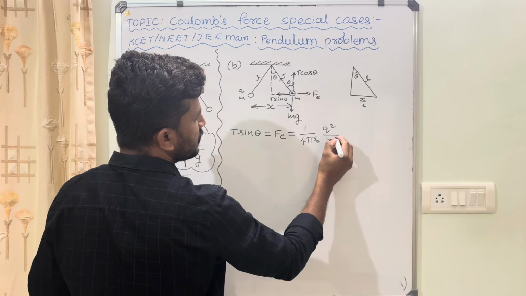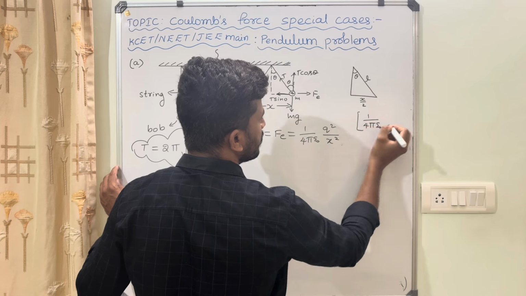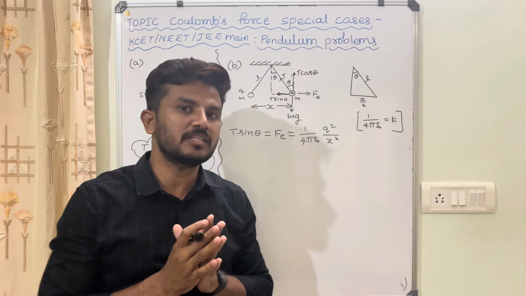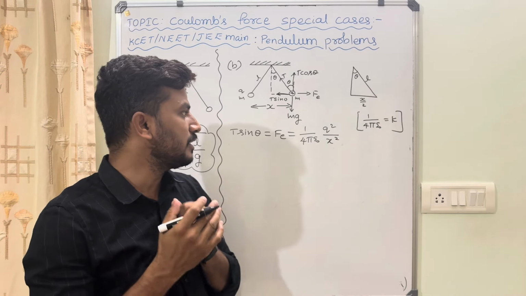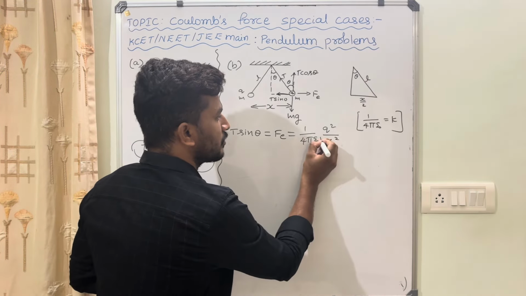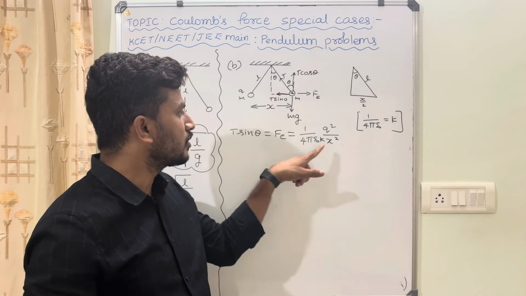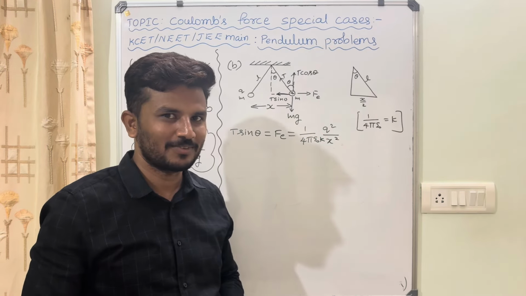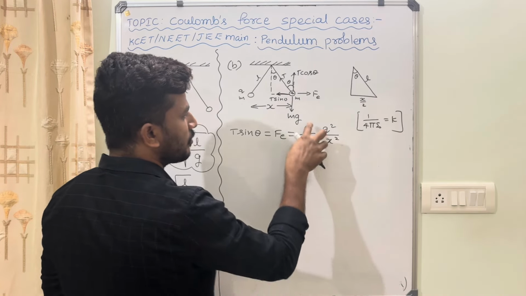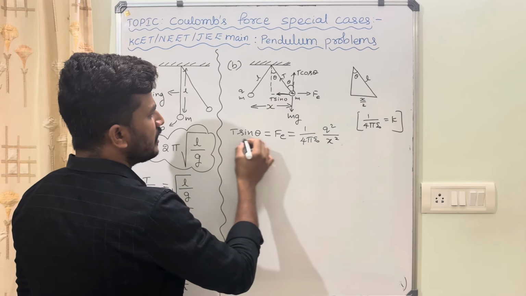In competitive examinations, sometimes we use 1 by 4 pi epsilon naught as k only. We just write k as the constant. But the problem is that even the dielectric constant is represented by k. So whenever you get a dielectric constant, don't write this one as k because the k's get confused. This k is different, that k is different. That's why I have directly written it as 1 by 4 pi epsilon naught, even though I have not considered a dielectric constant. Now T sin theta is this much.